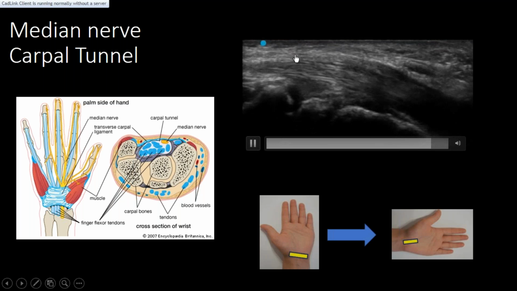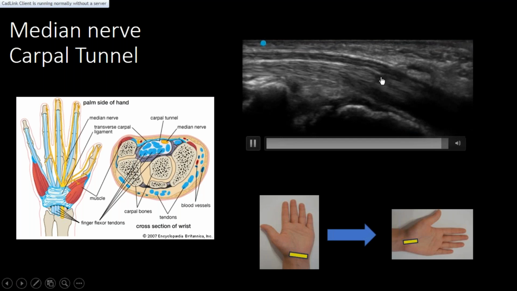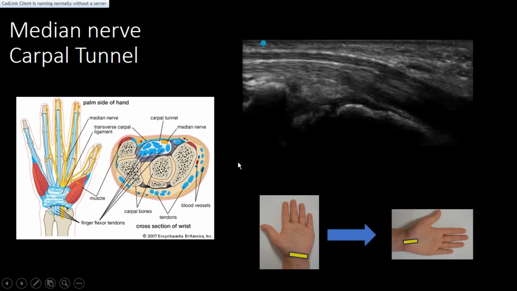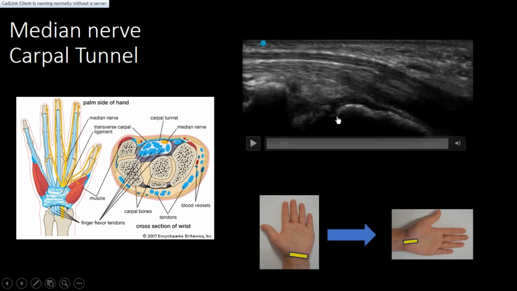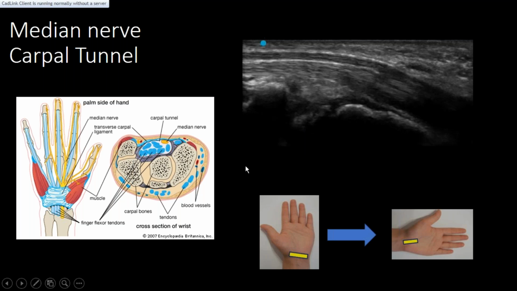And now the median nerve can be seen as a hypoechoic band with echogenic parallel lines, lined by two strong echogenic lines. So that's how we localize the nerve. And there are certain measurements that you can take here, which I'm going to talk about in the next few slides. So that's the carpal tunnel sonography.